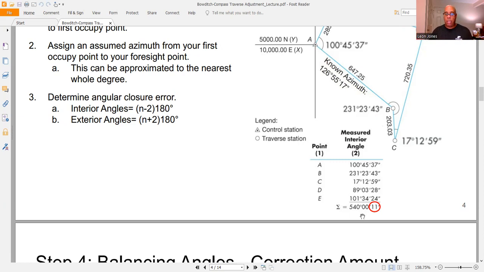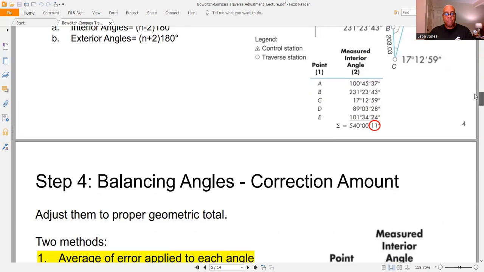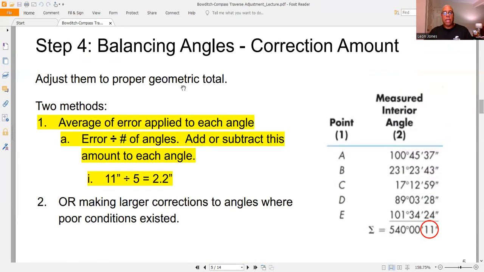So what does that mean? Well, there is an error of 11 seconds. Now, since I am greater than 540 degrees, I'm going to have to subtract the 11 seconds. So how do I do that? Well, I'm going to balance everything out. Now, this is where we get into balancing angles.